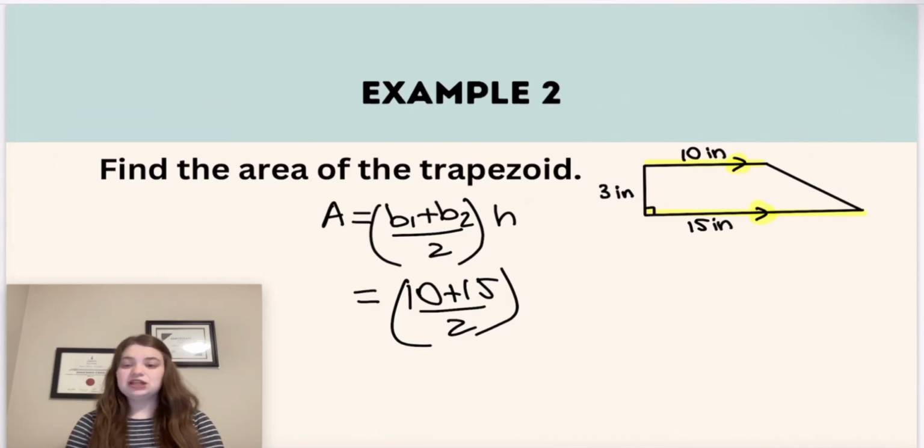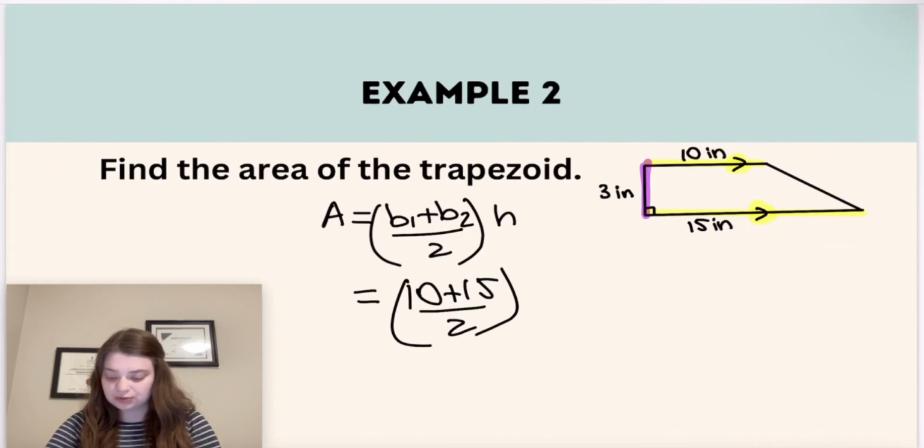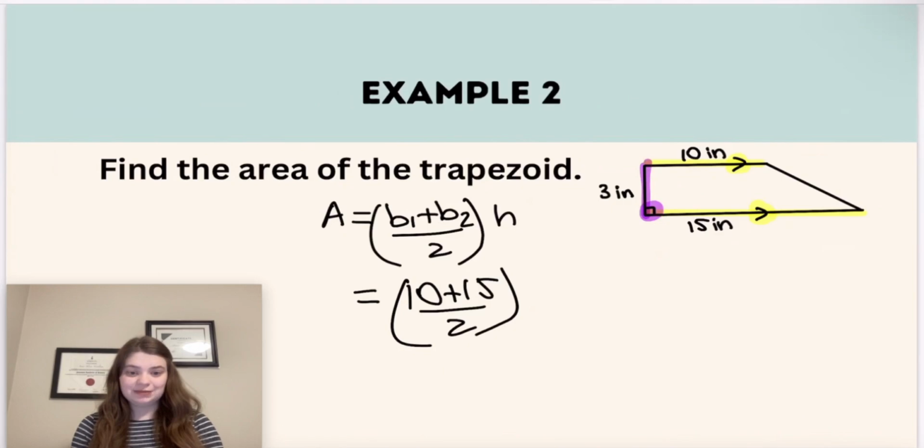Then the height is going to be perpendicular to the bases. Or even in this case, it usually just shows it's perpendicular to one base. But if it's perpendicular to one base, it has to be to the other because the bases are parallel. So even just seeing that one of these angles is a 90-degree angle is good enough. So therefore, we're going to multiply that by 3.